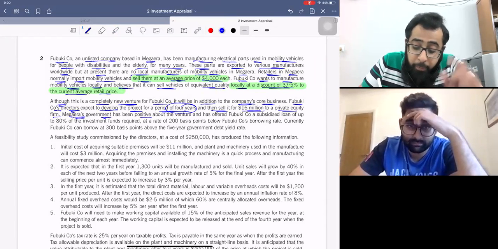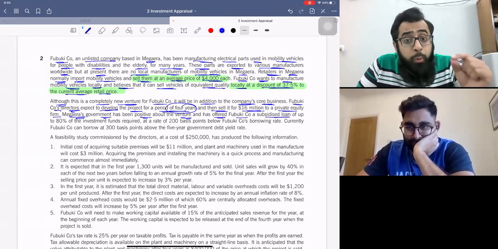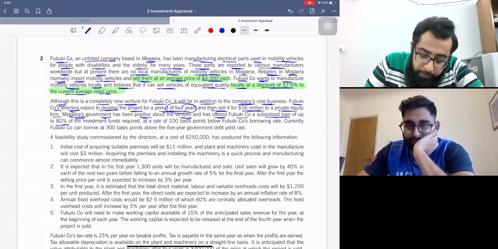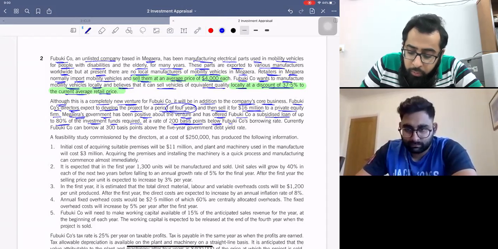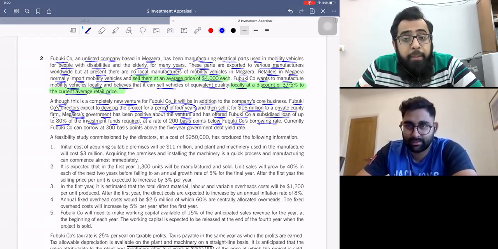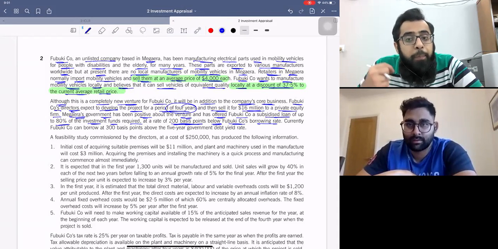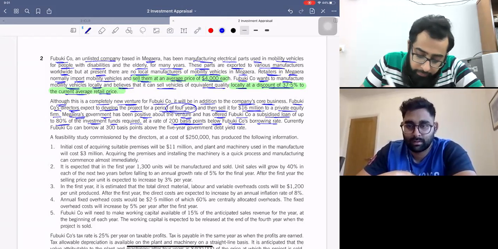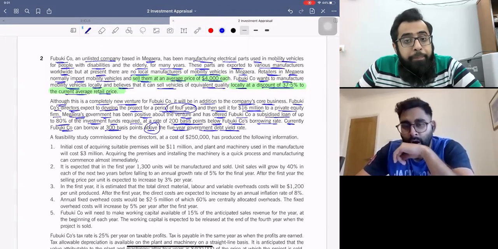Migira's government has been positive about the venture and has offered Fubiki a subsidized loan of up to 80% of the investment funds required at a rate of 200 basis points below Fubiki company's borrowing rate. Okay, so we are getting the subsidized loan of 80% of the funds at 200 basis points, meaning 2% below the Fubiki company's own rate. Currently, Fubiki company can borrow at 300 basis points above the 5-year government debt yield rate.